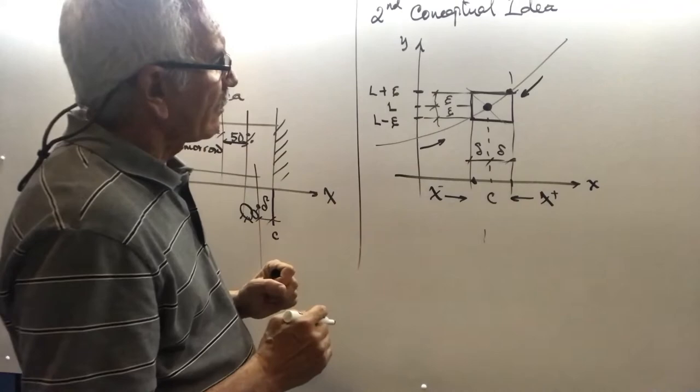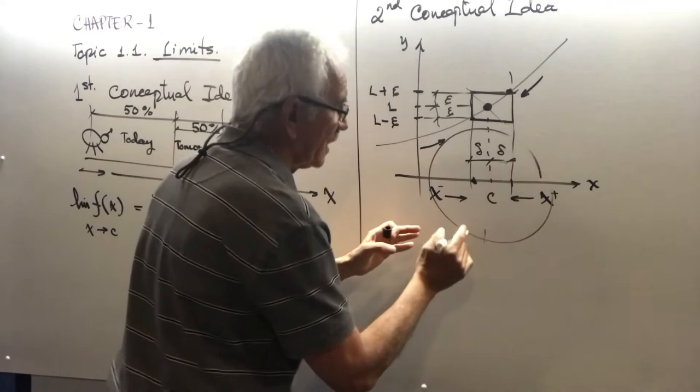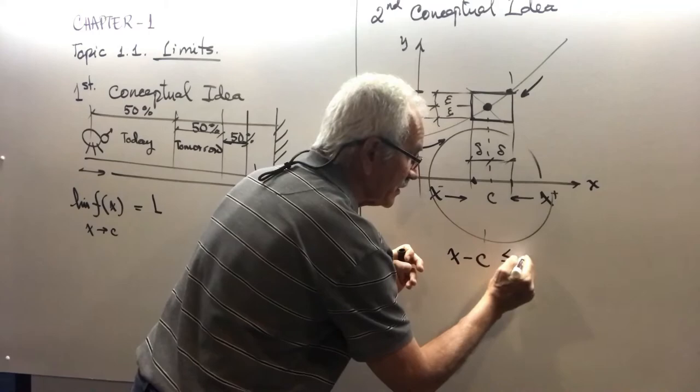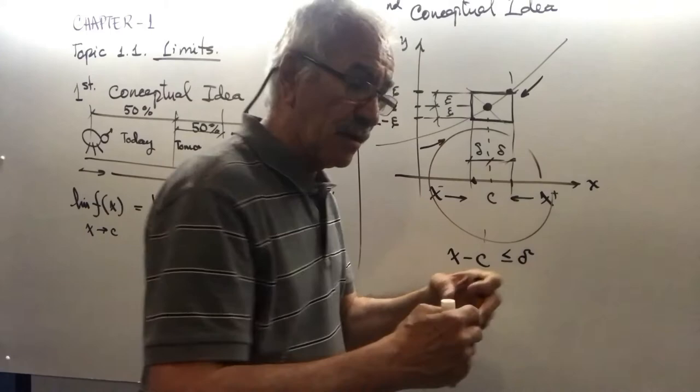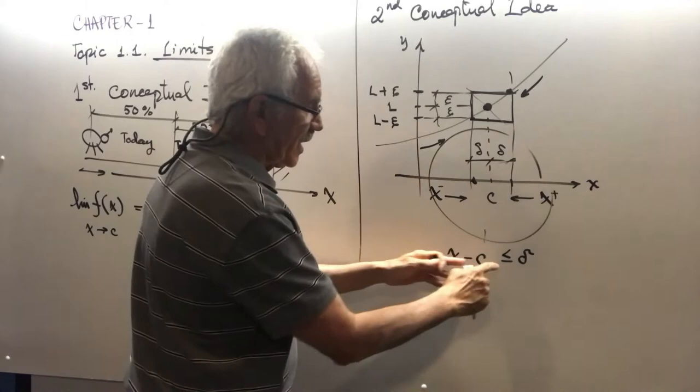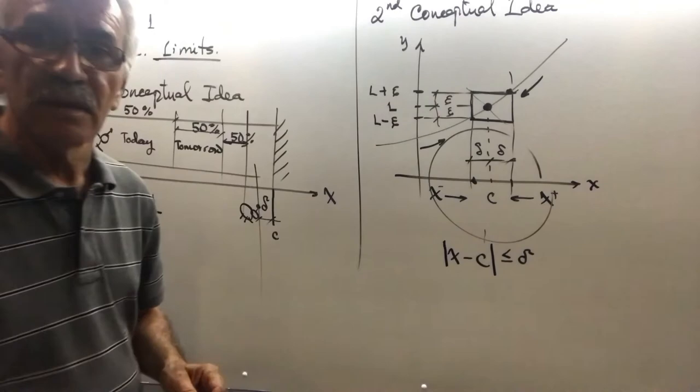So now let's see what happens here. Here, x minus c will be equal to or less than delta. It could be less than delta because every day the cockroach goes 50%. So larger time, shorter distance. If going from here, it will be negative. But to avoid sign contradiction, let's use absolute value.